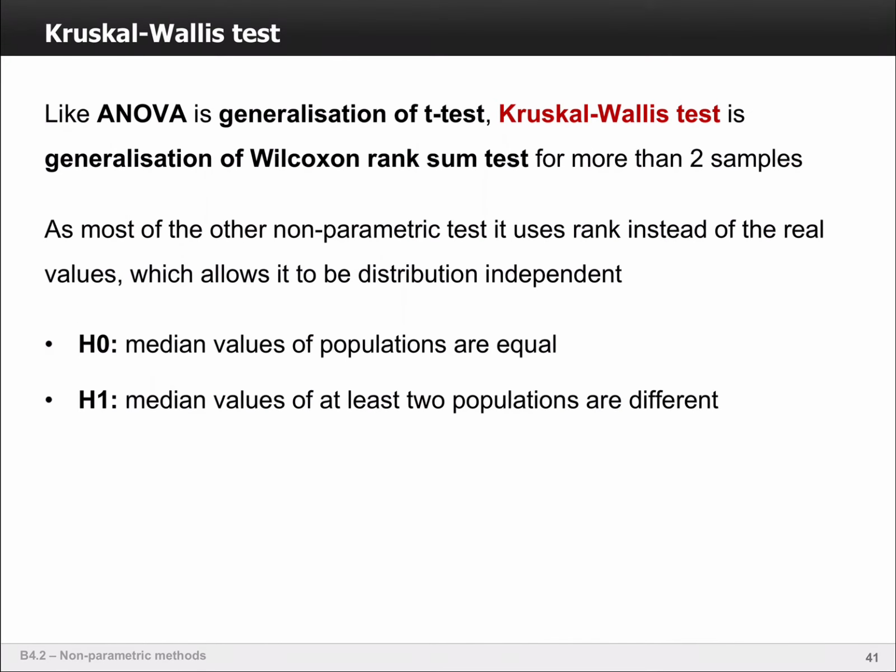The null hypothesis is that all groups are equal, the medians of all groups are equal. And if the p-value is relatively small, then it means that at least one group is different. It works in the same way as ANOVA. It doesn't tell you which one is different. It just tells you that you have at least one difference.